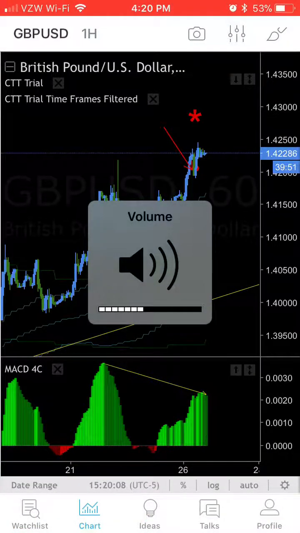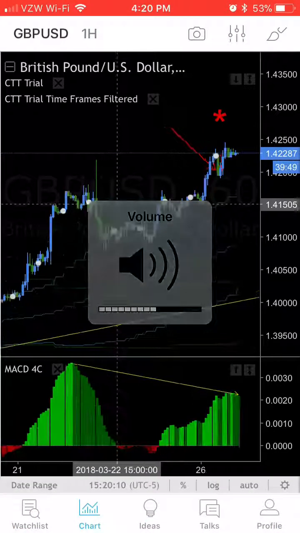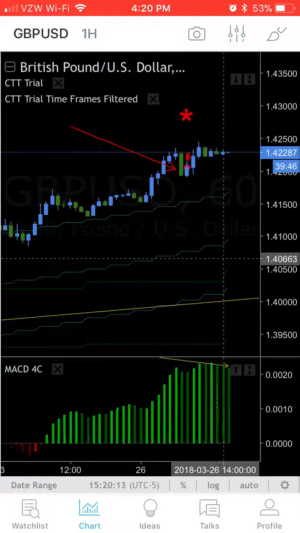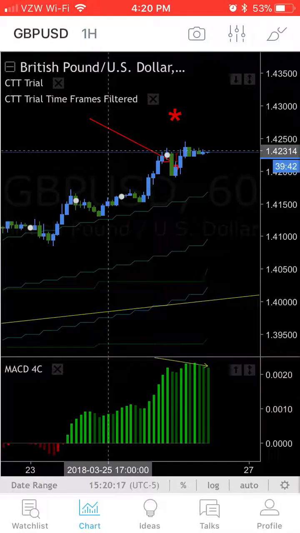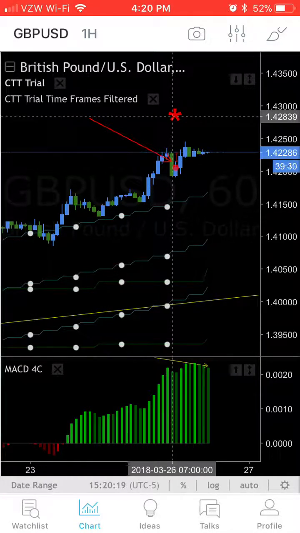So this signal just came in a little bit ago. It's a pound dollar 1 hour sell. So this is how I would dissect it and see if I want to take it. It does look like it'll be a pretty good trade. That red dot would have been the entry, but we can still get in.